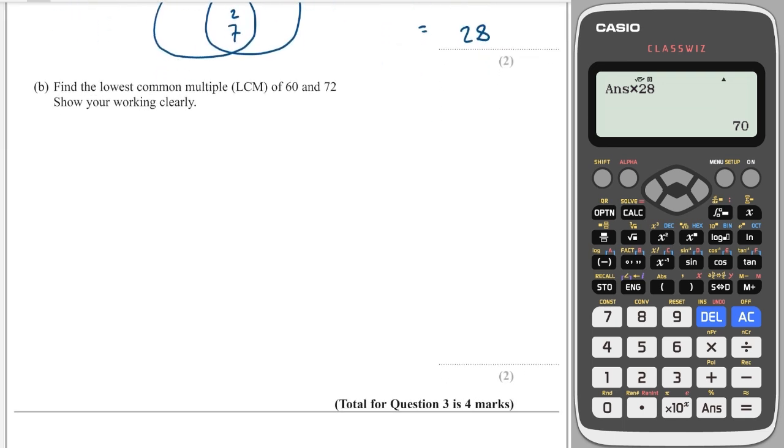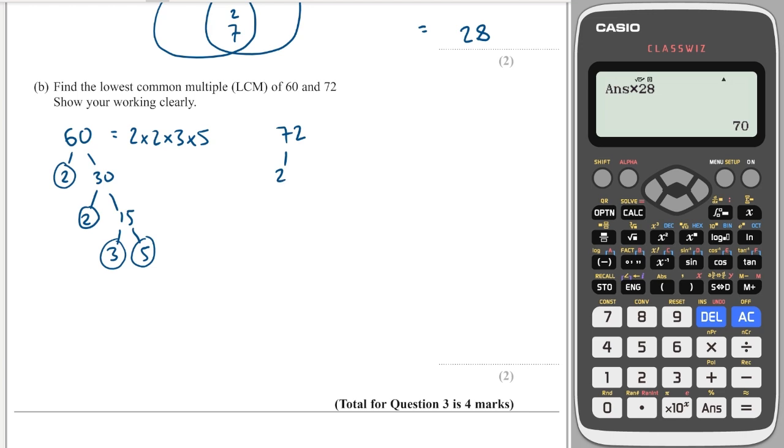Okay, I'm going to do the same for this one. Slightly different, working out the lowest common multiple, but the same start. 2 and 30, 2 and 15, always circle my primes, and then 3 and 5, like that, which gives us 2 times 2 times 3 times 5.